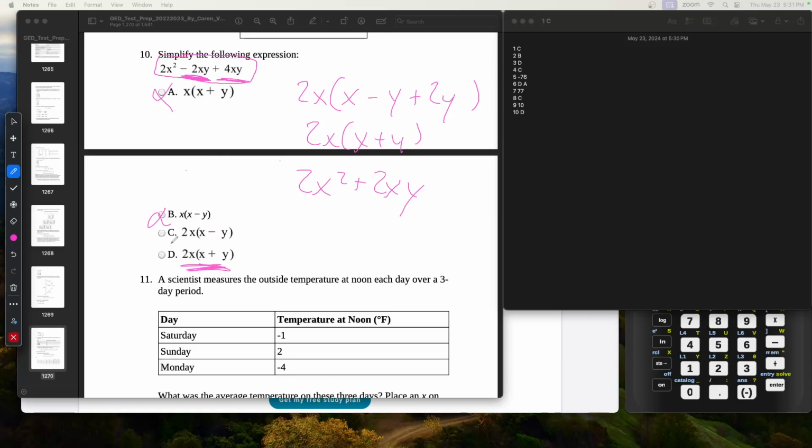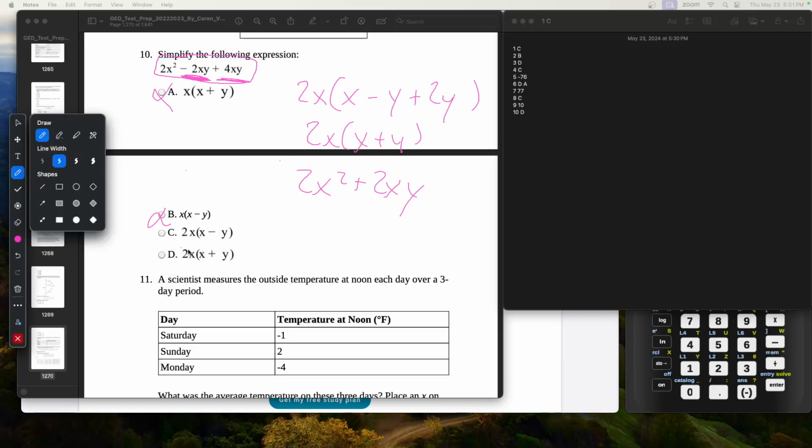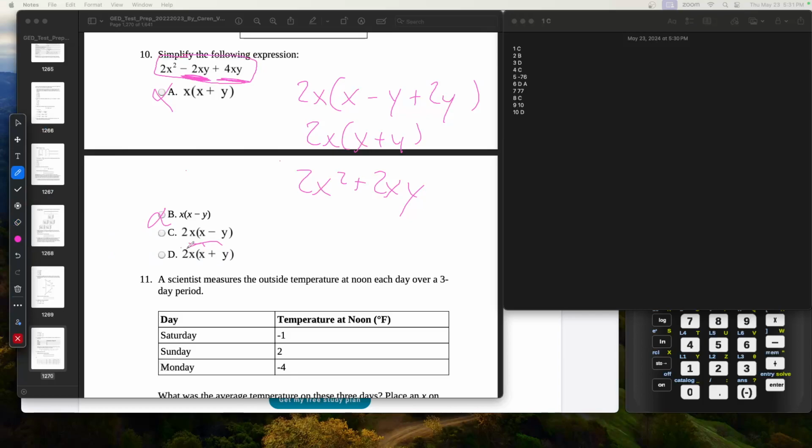The answer is absolutely D. And then, if you distribute the 2x into the parentheses here, 2x times x is definitely 2x squared. 2x times y is definitely 2xy. And then this is definitely the same as this. I just did 4xy minus 2xy.